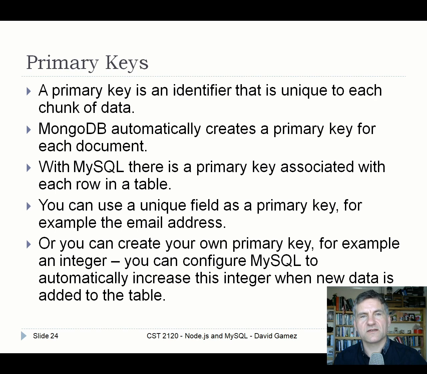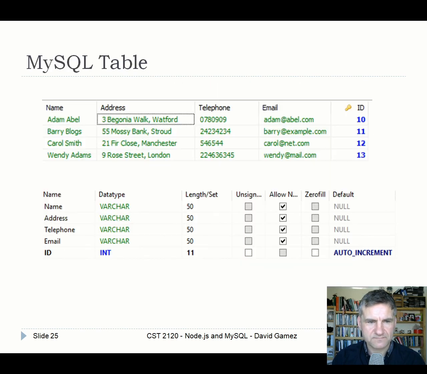I'm trying to think of a particularly good example. I can't think of one for users, but in other contexts, you often have two things that taken together uniquely define a particular row in the table. Or the easiest thing to do, which most people do most of the time, is create your own primary key, just an integer that's unique for each row in the table, and you can configure MySQL to automatically increase this integer when new data is added to the table.